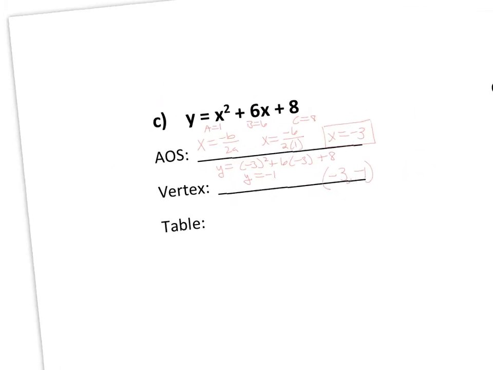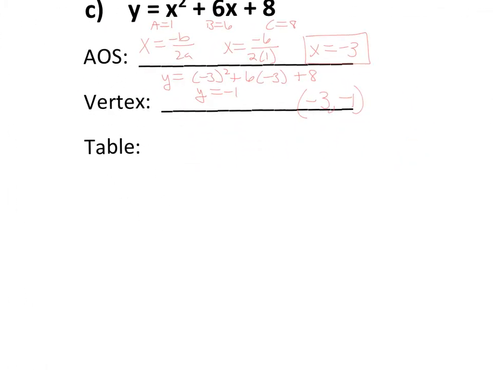Now when we make our table, we're going to put our vertex in the middle. So I'm going to do negative 3, negative 1. And again, I'm going to build around it. So I've got negative 2, negative 1 on one side, and negative 4, negative 5 on the other side. I'm going to start by plugging in the negative 2. So I've got negative 2 squared plus 6 times negative 2 plus 8, and I end up with 0. If I have a 0 there, I have a 0 on the other side.